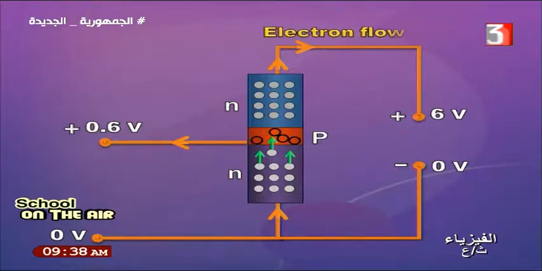Okay, once again, now I'm talking about the electron flow. Never forget, the base should be connected to positive 0.6 volt to extract electrons from the holes and to give further a chance for the electrons in the emitter to pass to the collector.